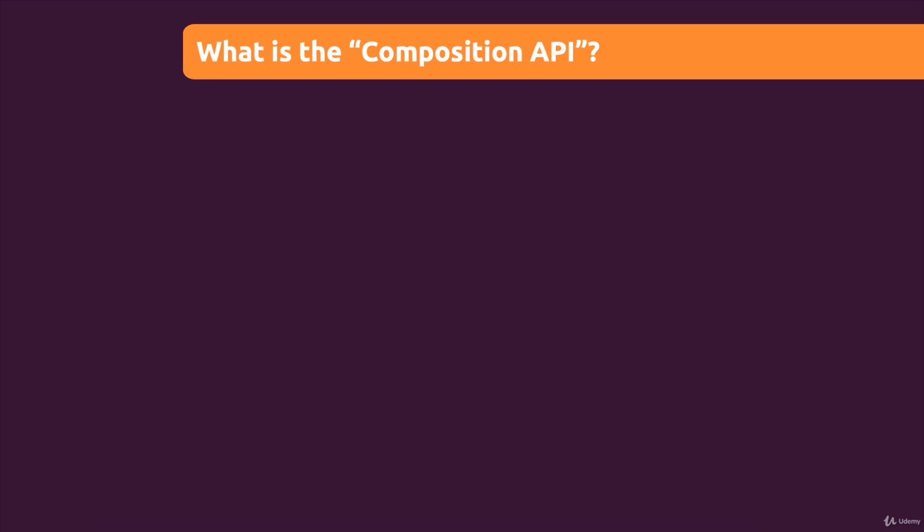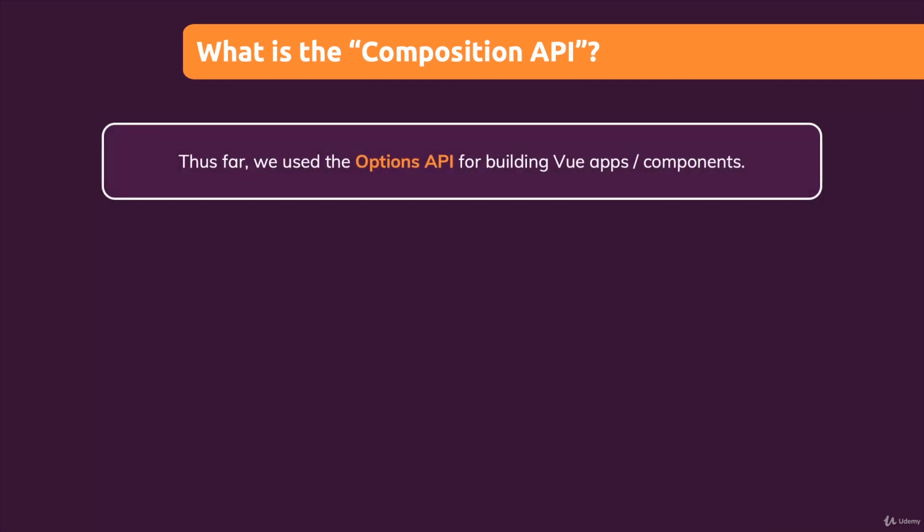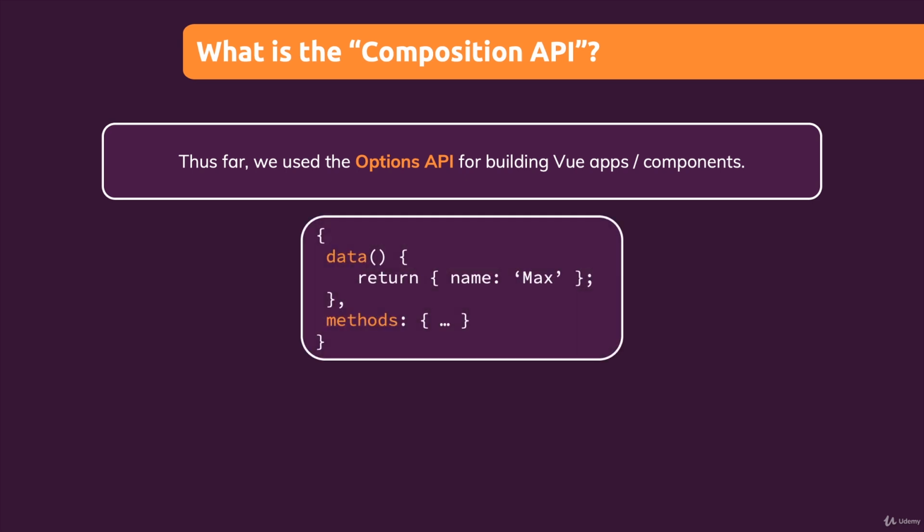The biggest new feature introduced by Vue 3 is the so-called Composition API. It's 100% optional and it's an alternative to the Options API. Now, the Options API is simply what we used thus far for building Vue apps and components. When you configure a component like this with a data and a methods option, that's using the Options API.